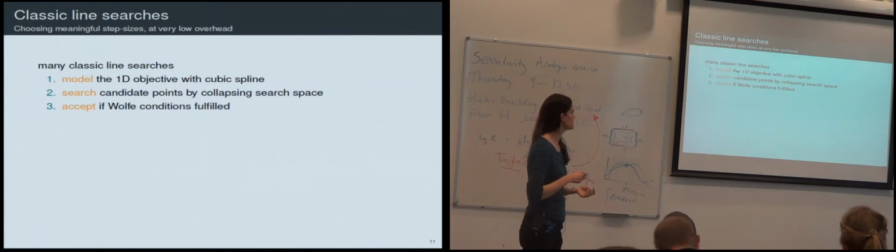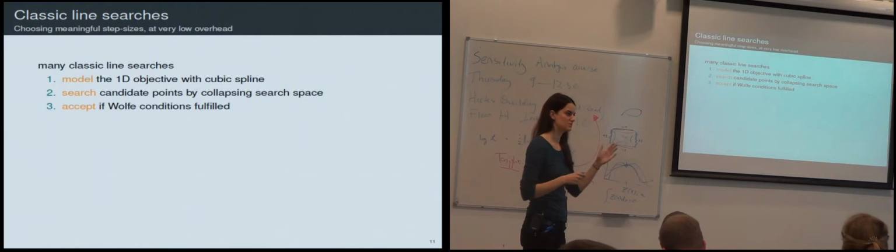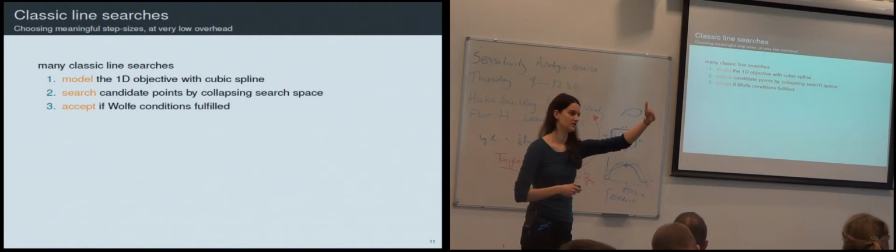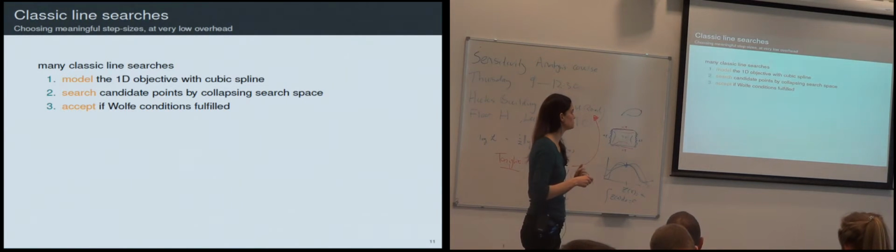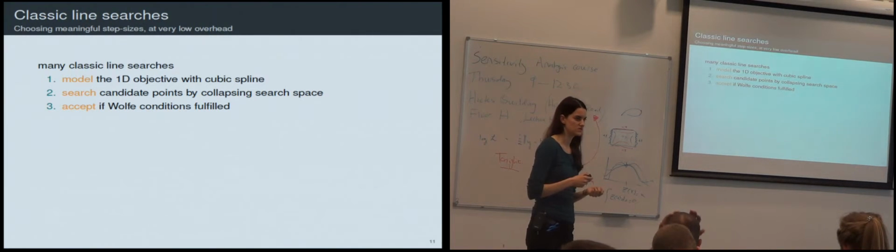Okay, so in summary, the classic line searches model the one-dimensional objective with a cubic spline. Then they search for candidates by first extrapolating and then stopping and going backwards. And the third thing is the Wolfe conditions as acceptance criterion.